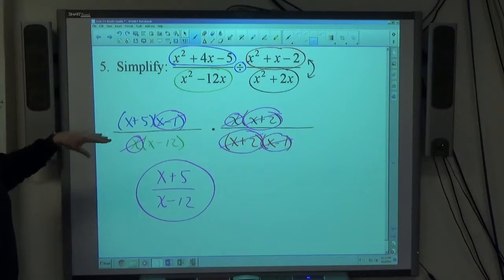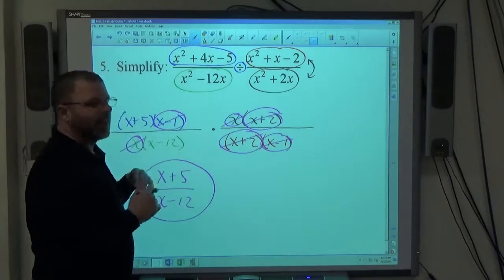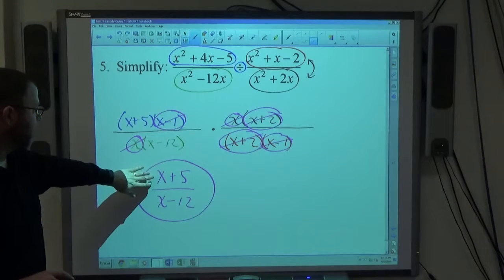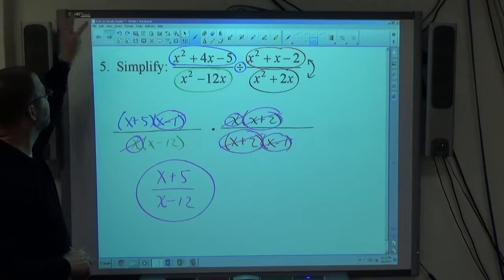I will make it so everything cancels except for one thing and one thing. So expect that. If it doesn't happen, chances are you factored improperly. Maybe you forgot to change division to multiplication, that kind of stuff. So you should be left with a single object on top, single object on bottom. No multiplying necessary in the final step.